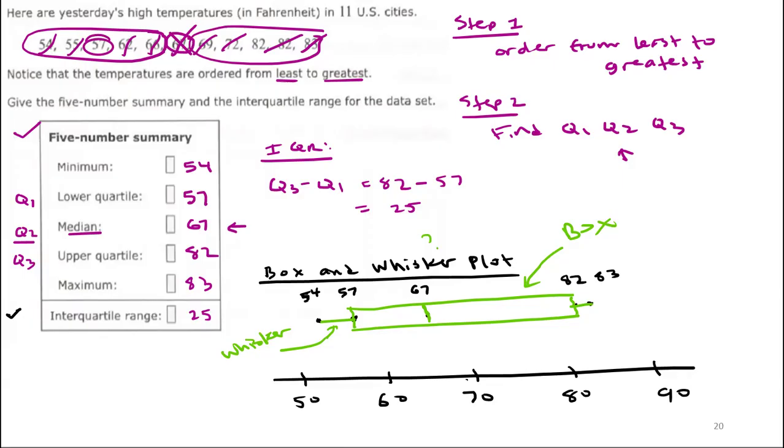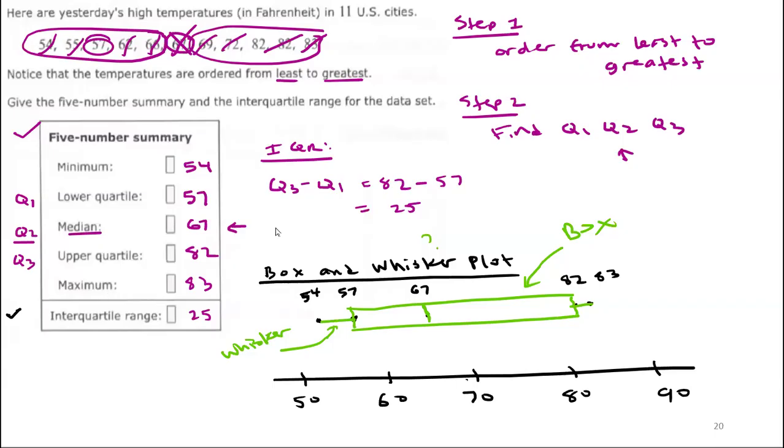But again, this box and whisker plot is only going to be correct if your 5 number summary is correct. If your 5 number summary is not correct, then the box and whisker plot is not going to be correct.